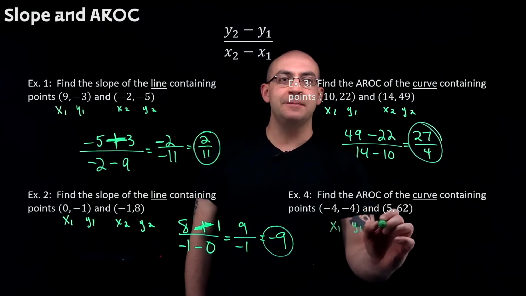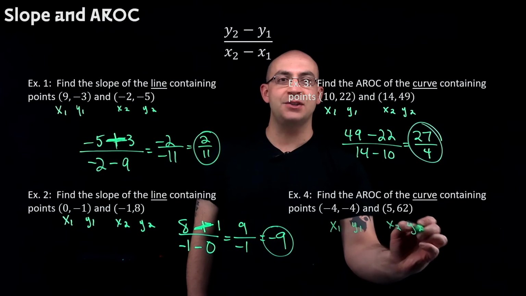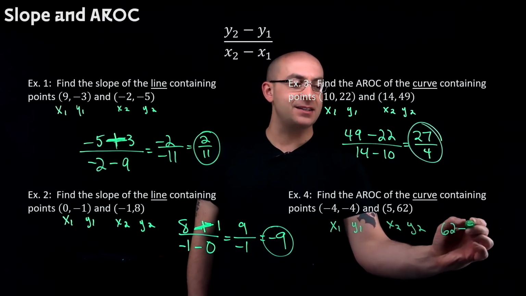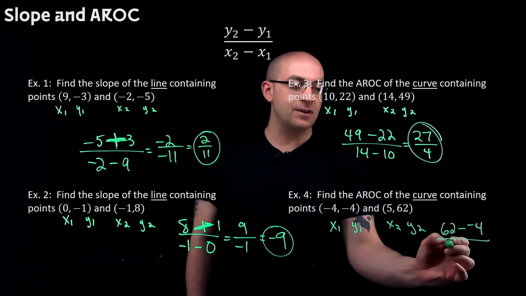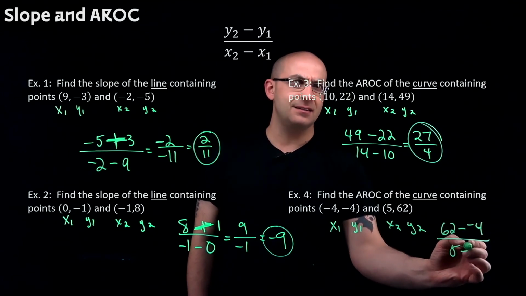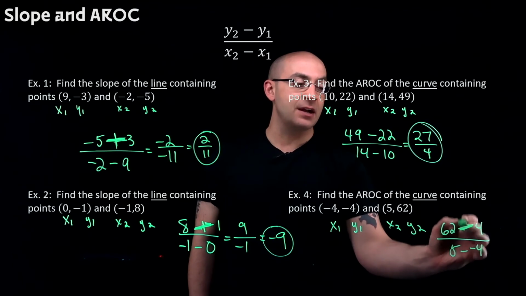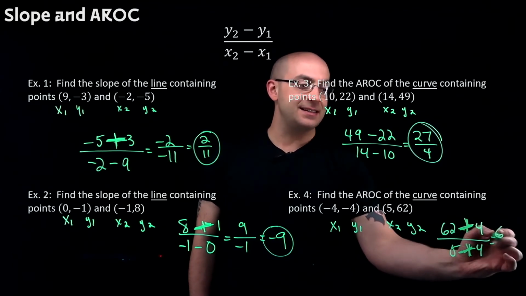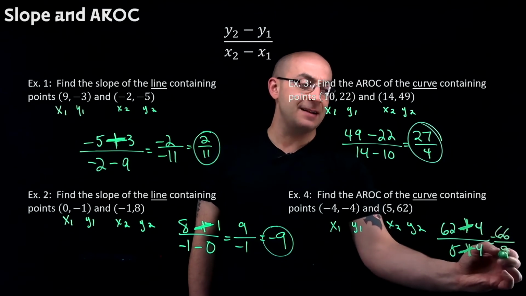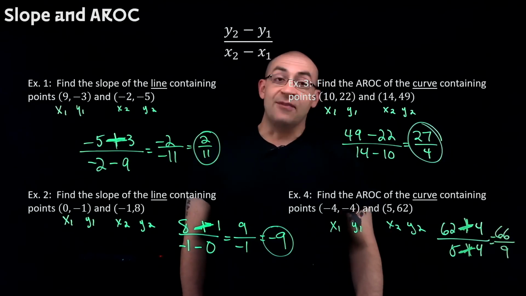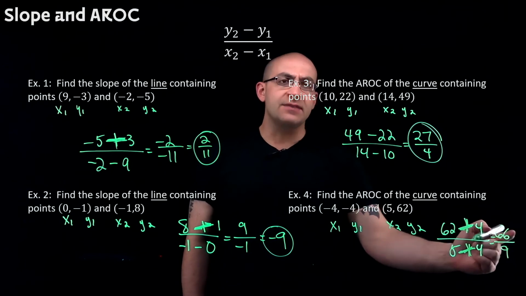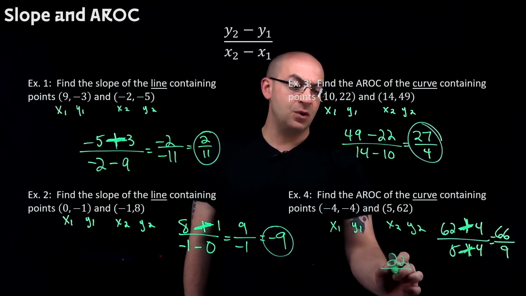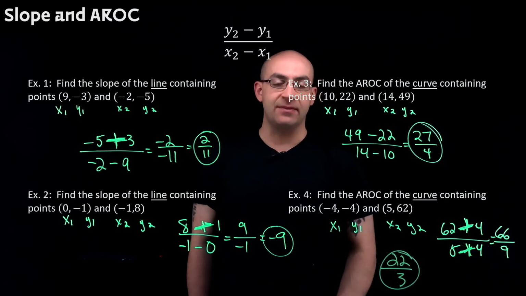x1, y1, x2, y2. Plug it in the formula. Hopefully I have space. 62 minus -4 over 5 minus -4. So we're double signing on both top and bottom, which is no problem. And I'm going to get 66 over 9. They definitely have a 3 in common. So let's divide by 3 on top and bottom. That will give me 22 over 3, and that will be my final answer.